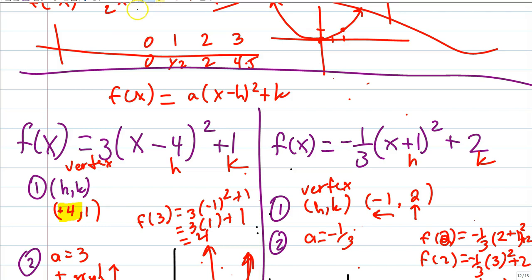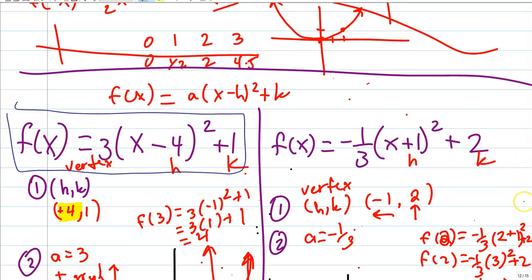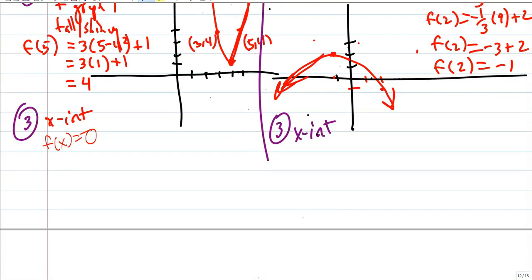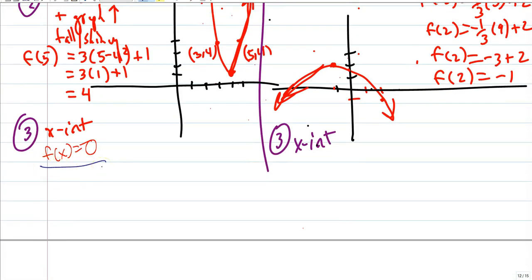So the idea is I can take this equation just as it is, and I can find the x-intercepts if I just set it equal to 0. Set f of x equal to 0. So f of x becomes 0 equals 3x minus 4 squared plus 1, and I can solve for the x that makes y equal 0. I literally can just set the entire equation equal to 0 and solve it. How would you solve it? Move the 1.